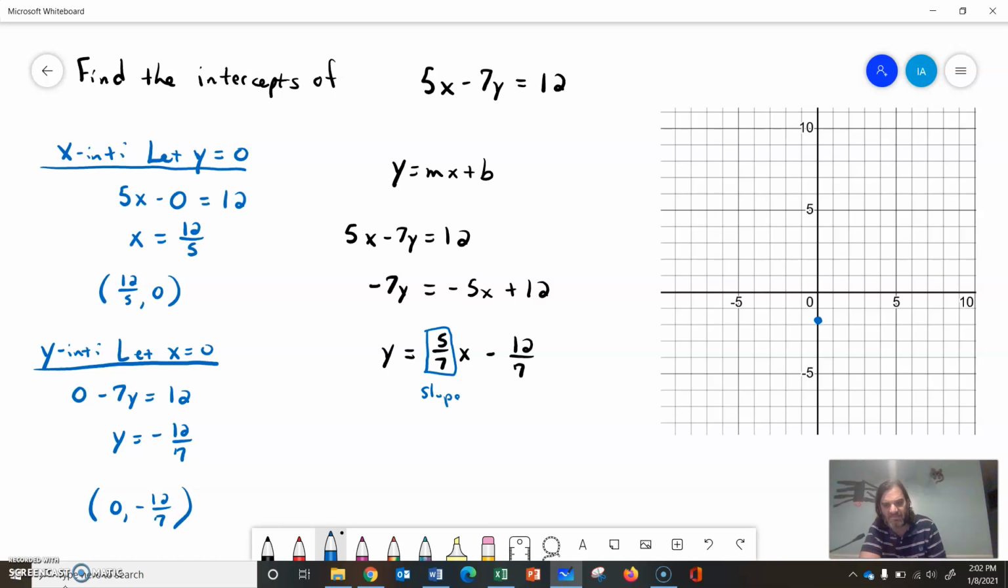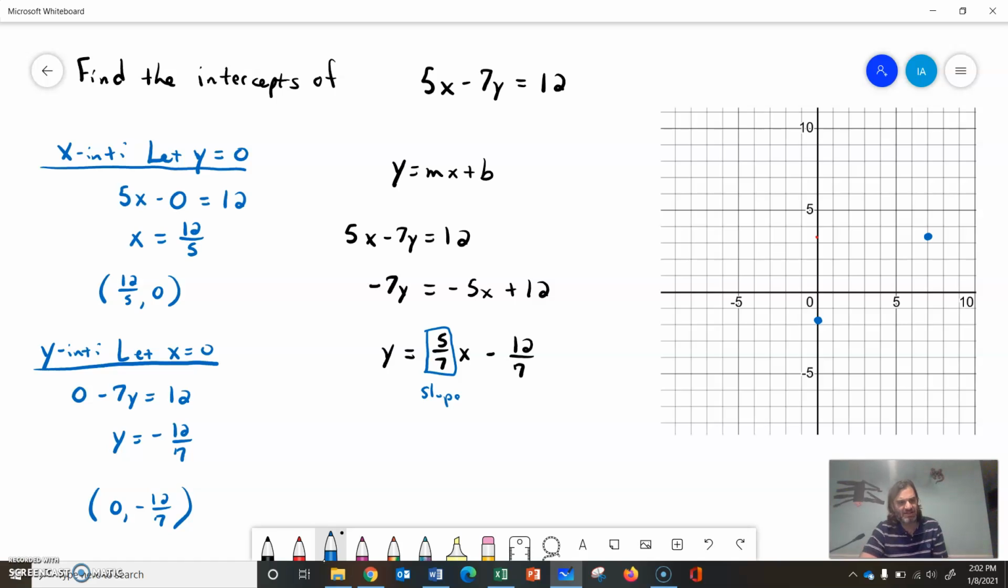5 sevenths. Remember, that means we go up 5. 1, 2. Let's do that in a different color. 1, 2, 3, 4, 5. And then over 7. So we're also connecting it with a point over here. So these 2 points will be connected.